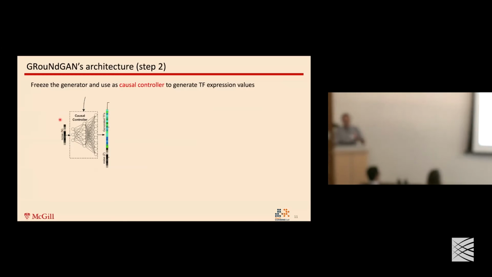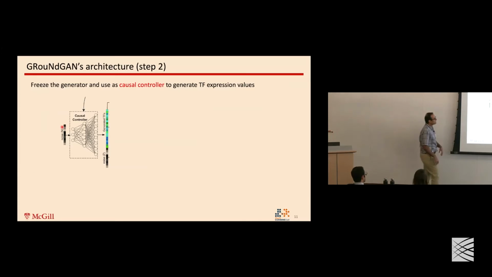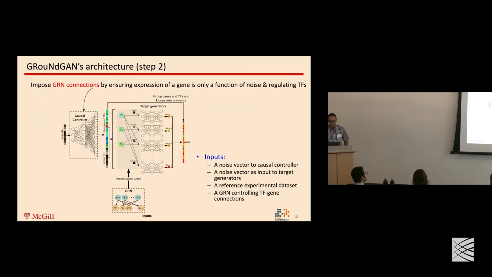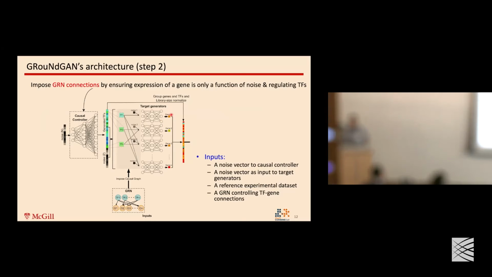Okay, so here now we have our causal controller. It's already trained. Its weights are fixed. A noise goes into it. As its output that we end up using, it generates realistic transcription factor expression values. And a noise vector is also provided, where these two go into the second set of modules of the network in the middle, where at least conceptually, for each gene, we have a different target generator that generates this expression. Now, how is that gene regulated?